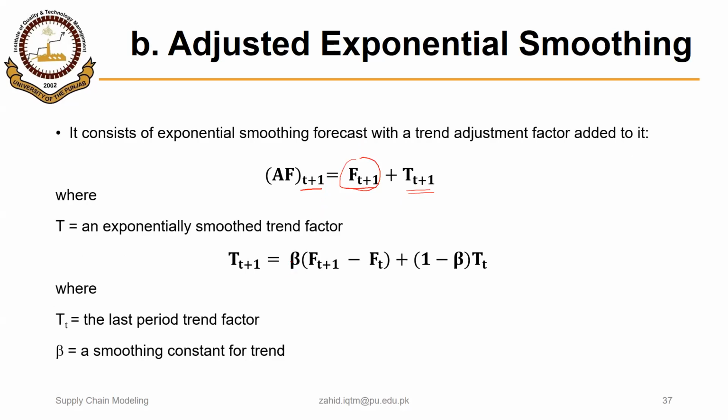Smoothing constant beta, that is the smoothing constant for trend, is used in a similar manner as alpha, but here beta is used to assign some weight to the most recent trend. So that is beta into the change in forecast in the most recent period, so f(t+1) minus f(t), plus 1 minus beta into the value of the trend for the previous period.